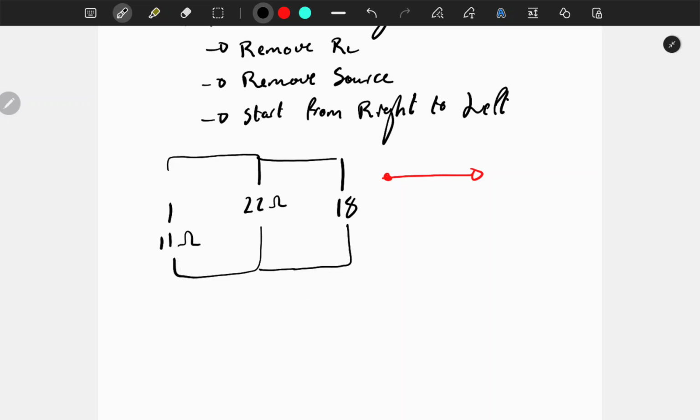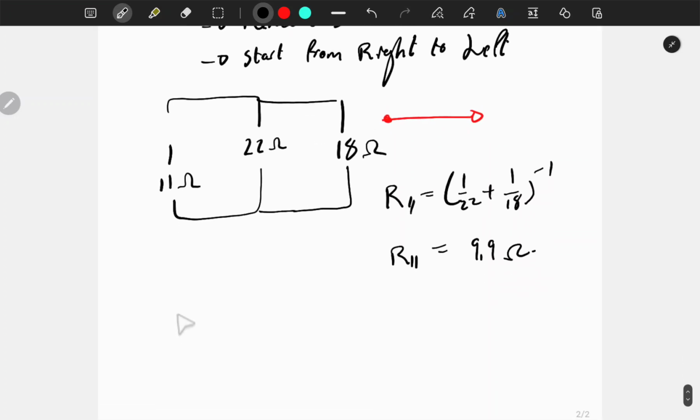So that's going to be in series, right? So 22 and 18 is in parallel, and then 11 is in series. So we're going to add in parallel, which is going to be 1 over 22 plus 1 over 18 to the power of negative 1, and that gives us an answer of 9.9 ohms, right?